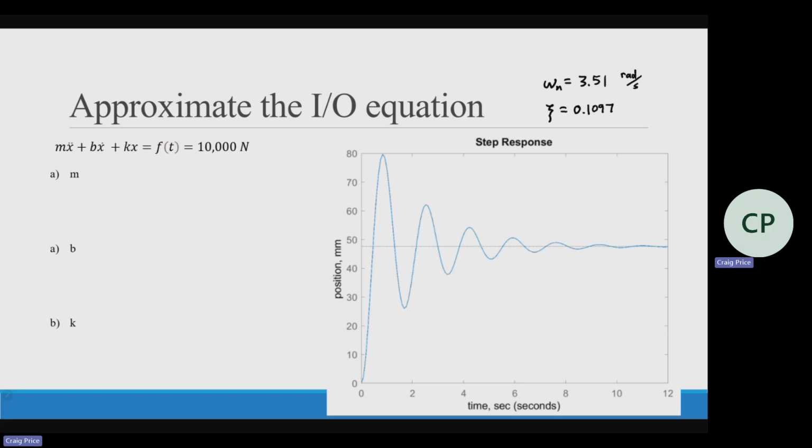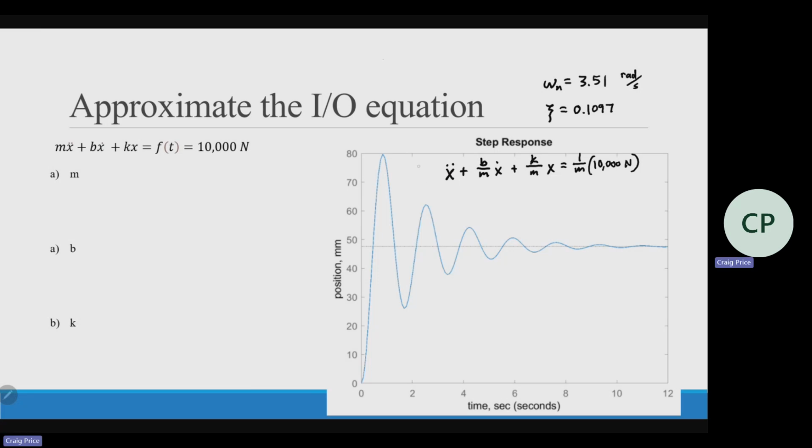No, it's not. So I can't do that, though I'd like to. Let's put this thing in standard form real fast. That would be dividing both sides by m. So I get x double dot plus b over m x dot plus k over m x is equal to, now this is really important, 1 over m times 10,000.